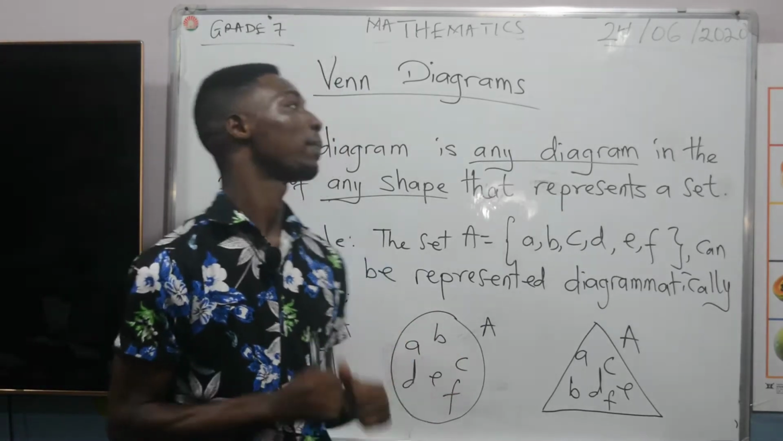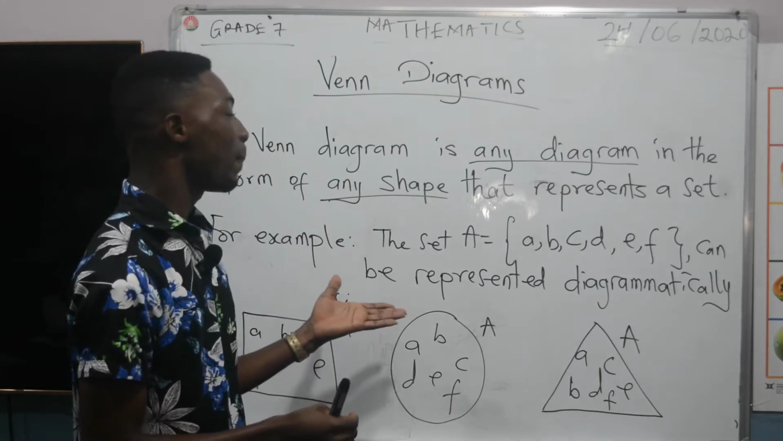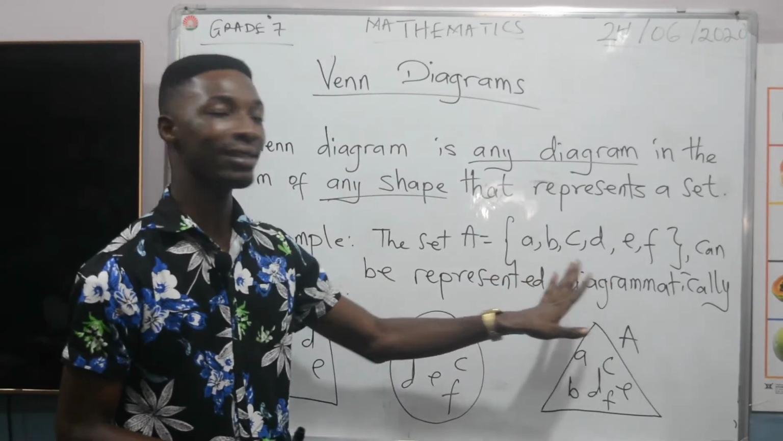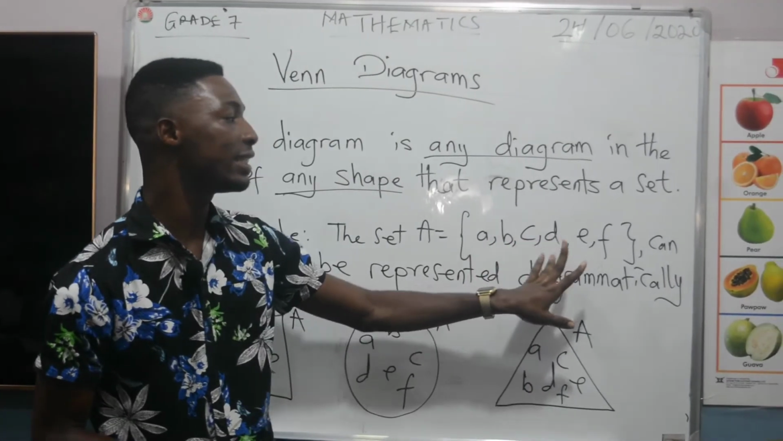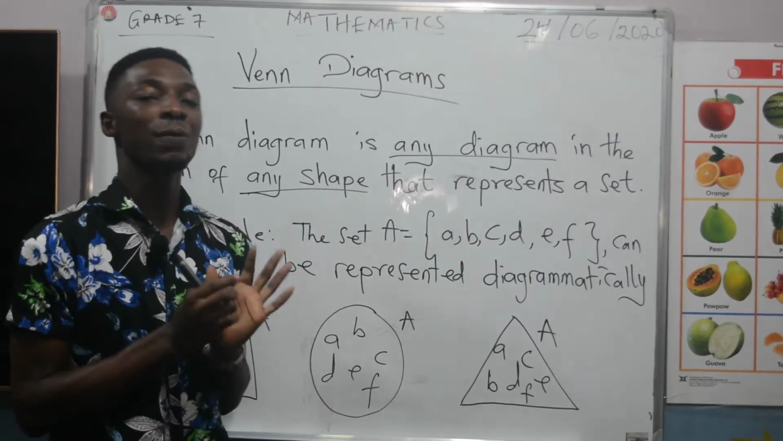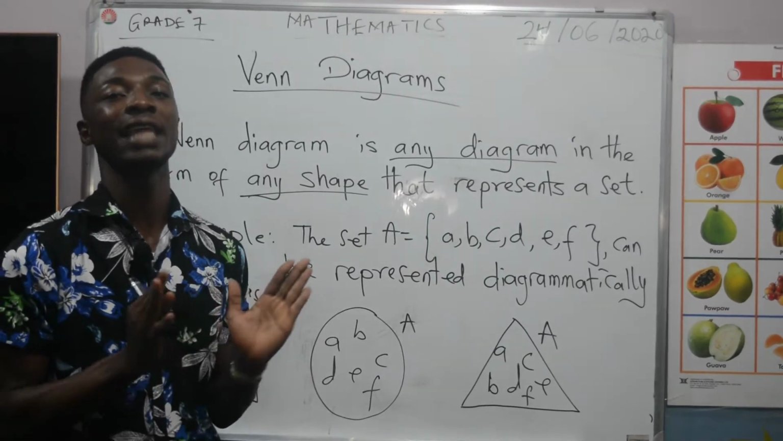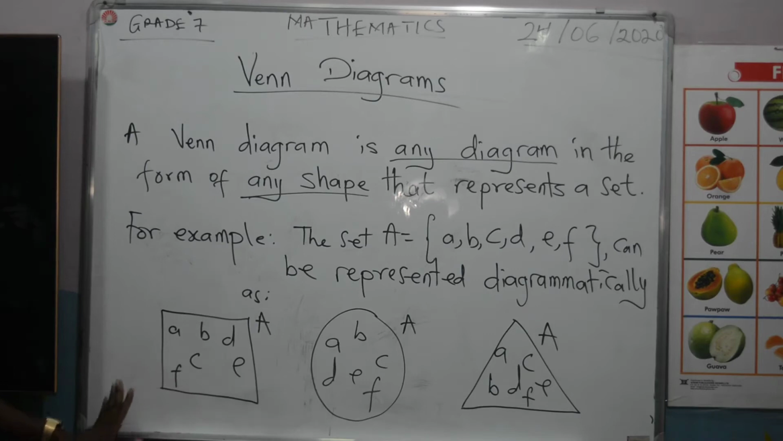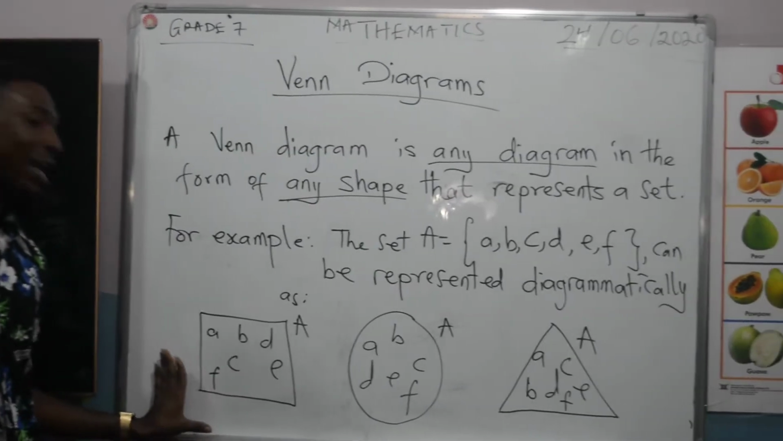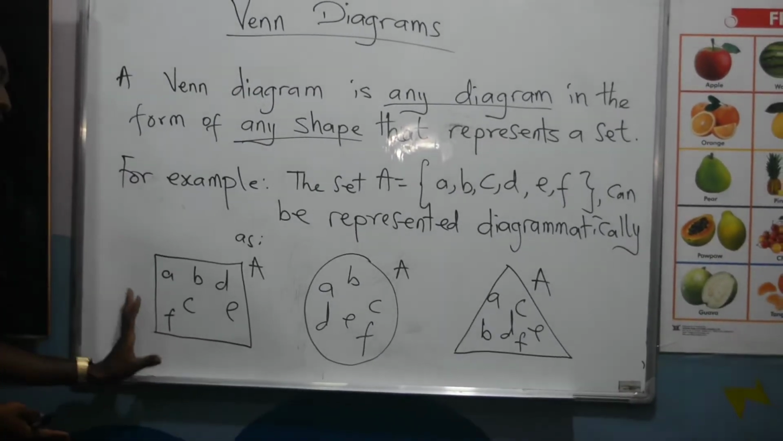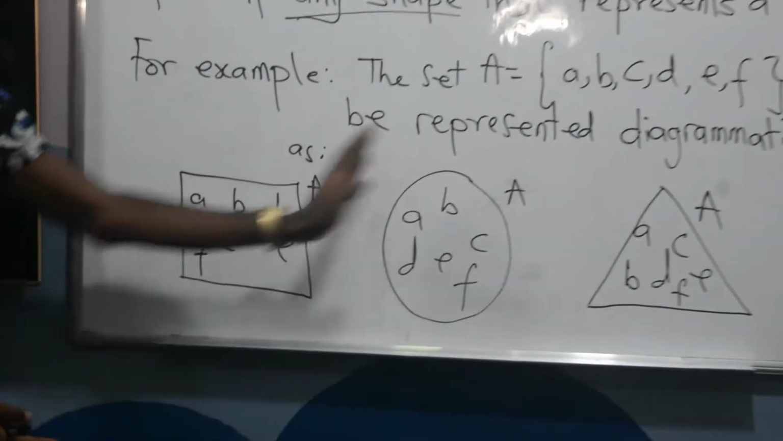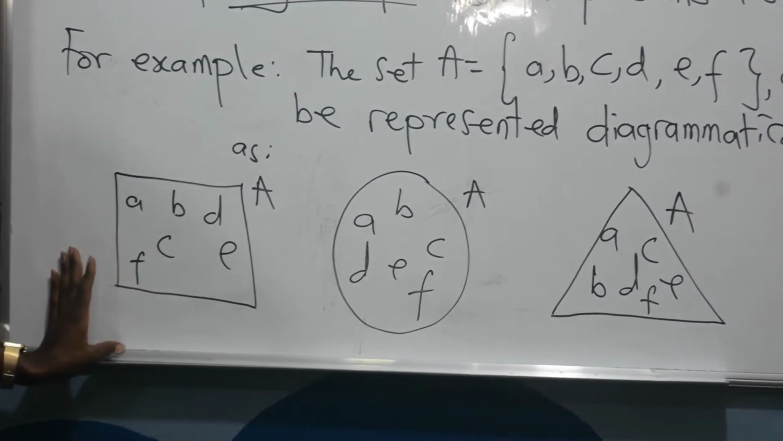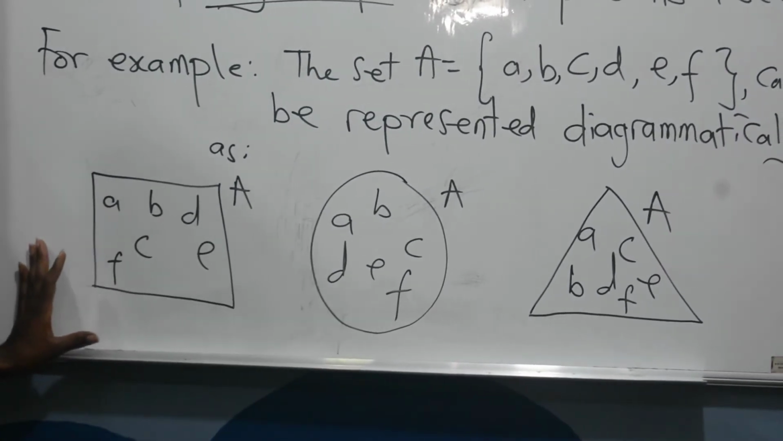So for example, let's say we have the set A. Set A has these elements A, B, C, D, E, F. I want to represent my set A with a Venn diagram. These are the options. I can represent set A with a rectangle. So you can see the rectangle here, and all the elements in the set A are in the rectangle. So this is a Venn diagram representing set A.